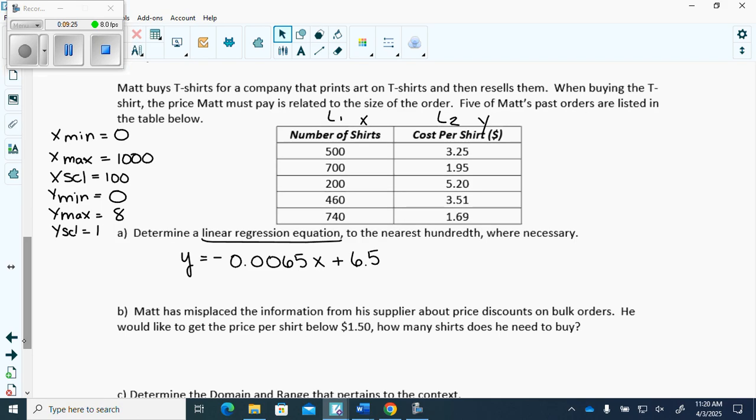Our window, our x minimum number of shirts you could buy is 0. Or they have 740, so I'm going to put 1,000. You can do what you want. The y minimum cost per shirt would be 0, would be the absolute lowest you could pay for a shirt. And then it's 520 is the biggest, I'll put $10.